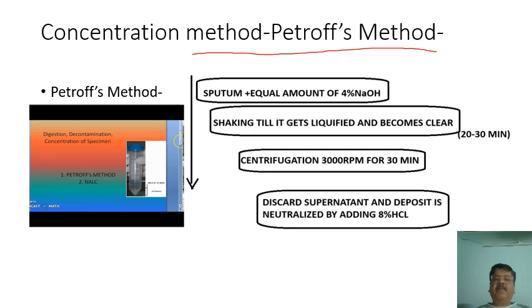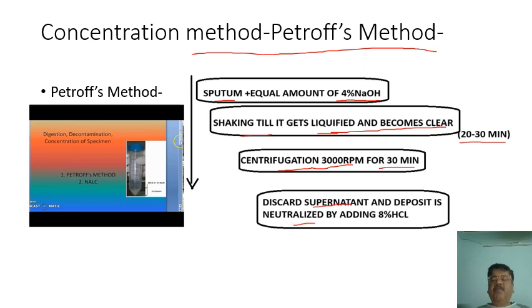In this, sputum is mixed with equal volume of 4% NaOH, and we have to shake it. The alkali will liquefy the sputum sample, and it becomes clear. So this procedure should be done for 20 to 30 minutes so that it will become a clear liquid. The tenaciousness or thickness of the sputum sample will not be there. Then we have to go for centrifugation at 3000 revolutions per minute for 30 minutes. The supernatant is discarded and deposit is taken.